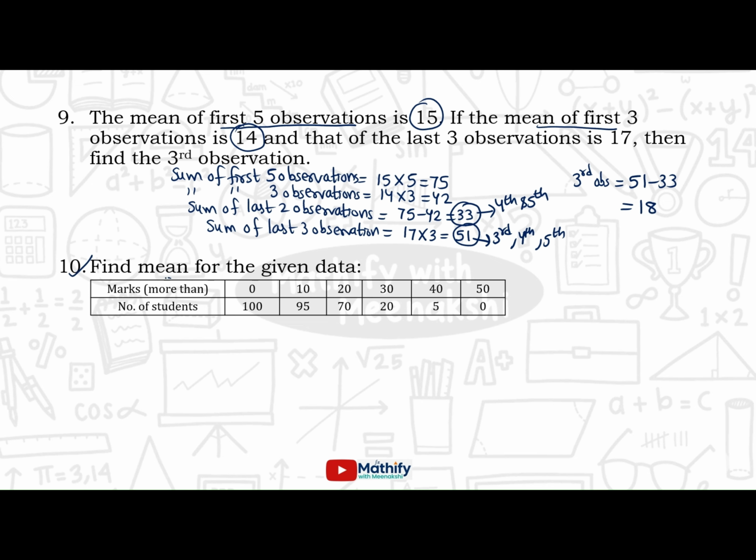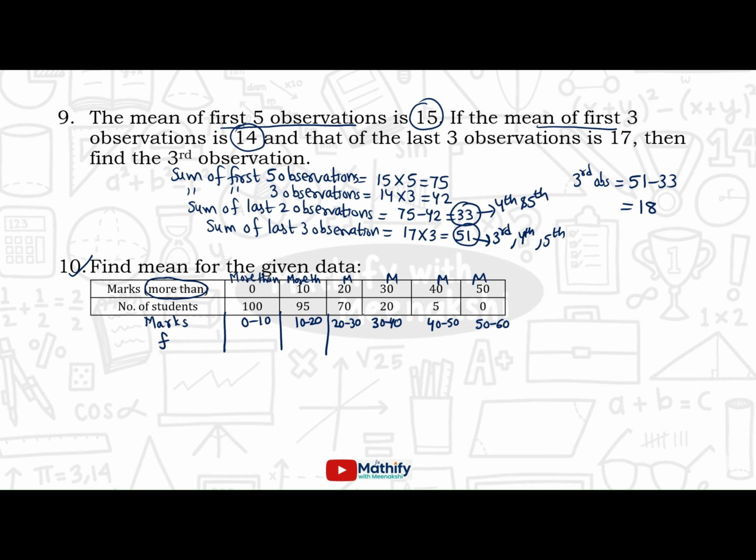Find the mean for the given data, but see the word carefully, it's 'more than'. That means the data is like more than 0, more than 10, more than 20, and so on. So in this type of data, what we used to do, first we have to change the intervals. We have to make them intervals like 0 to 10, 10 to 20, 20 to 30, 30 to 40, 40 to 50, and 50 to 60. These are our new class intervals, and we'll find the frequency also. How will we find the frequency?